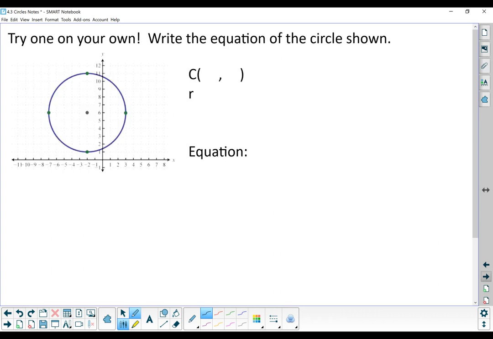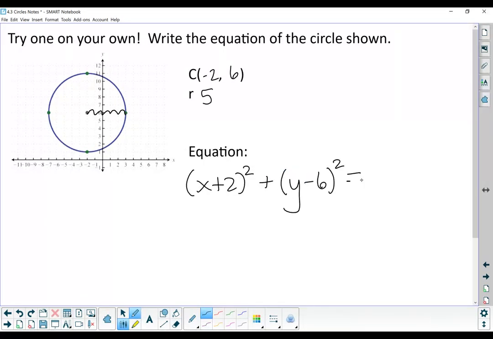All right, one for you to try. If you want to pause and try it, you can. I'll write out the center and such. So pause if you want to try it on your own. Negative 2, 6 is the center. The radius here is 1, 2, 3, 4, 5. So our equation is x plus 2 squared plus y minus 6 squared is equal to 25.